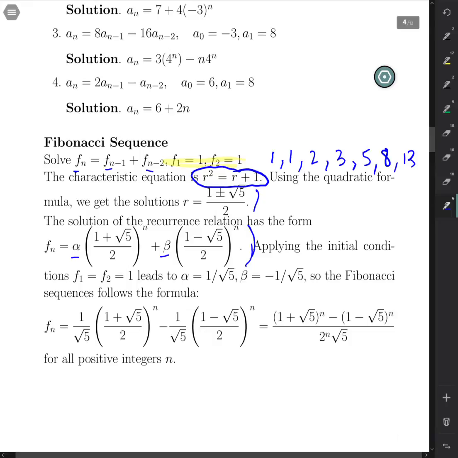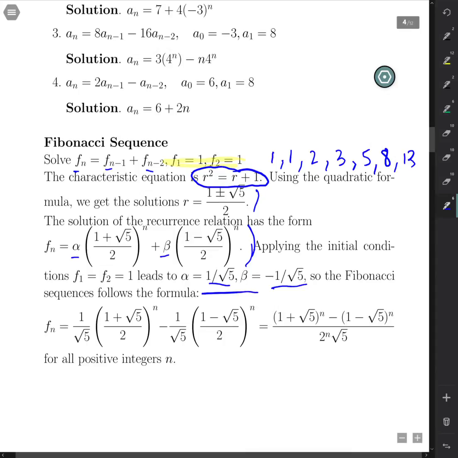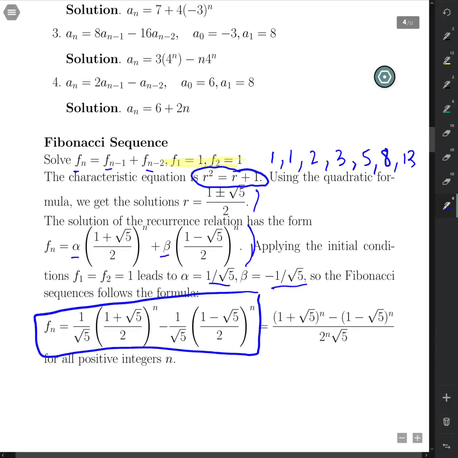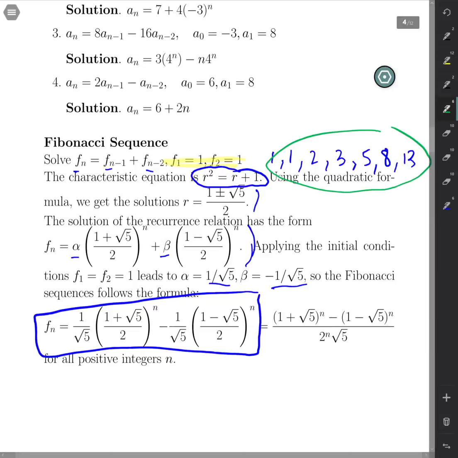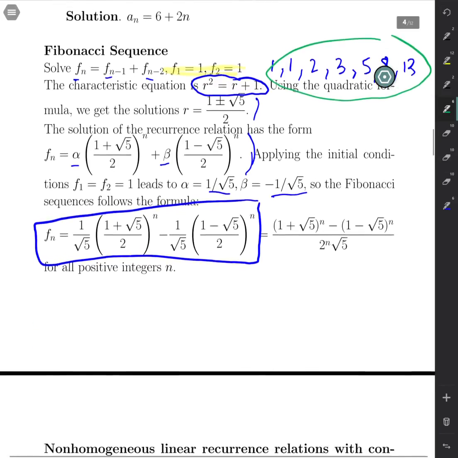If we apply the initial conditions, just doing the algebra on it, we get 1 over the square root of 5 and minus 1 over the square root of 5 for the coefficients alpha and beta for those constants there, and therefore the Fibonacci sequence has this closed form, which is kind of remarkable because it has these radical 5s in it, and yet for every positive integer that would simplify to an integer itself, as in the sequence terms up here. But there it is. The Fibonacci sequence is a nice one to see. It's worth seeing that. This is part of our discussion of recurrence relations.